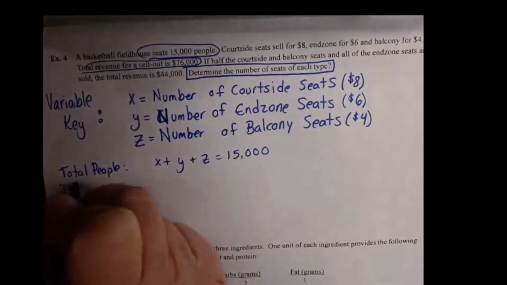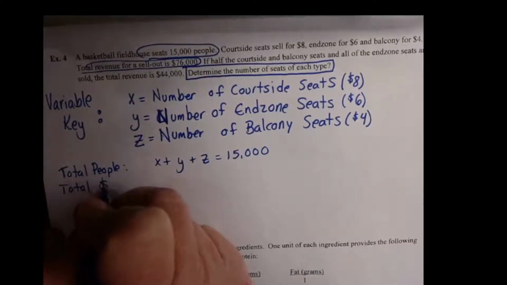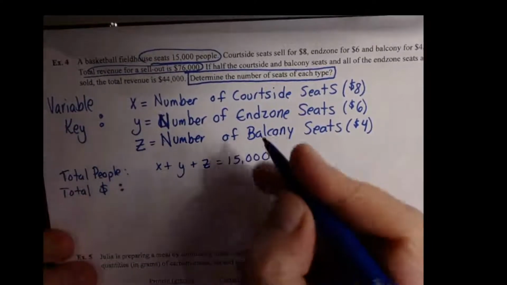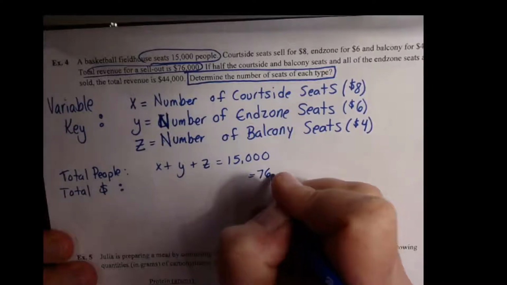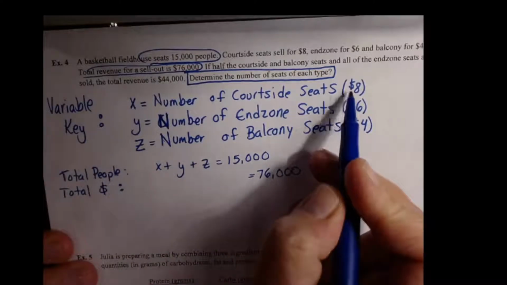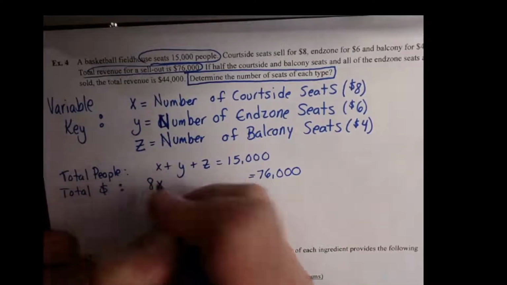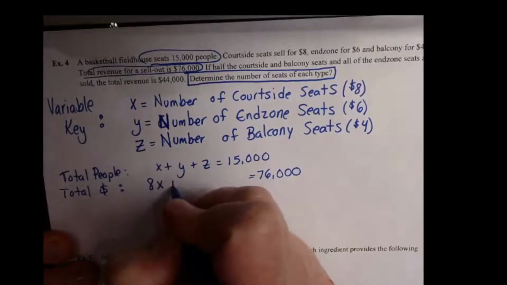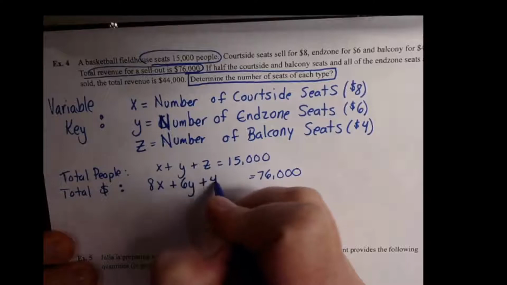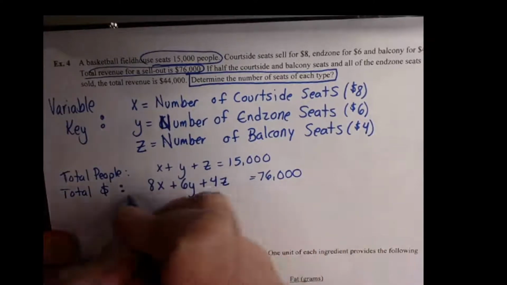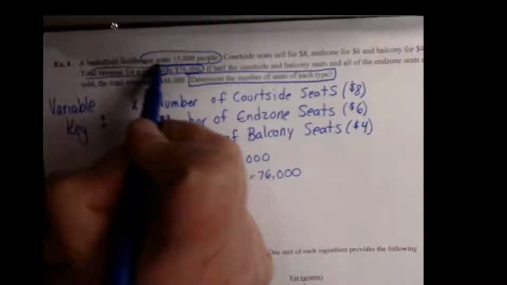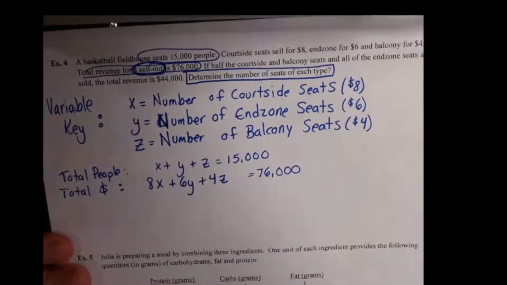What about total money? What if we sold every seat in the house? Okay, you're going to make $76,000. Now, where's that money going to come from? $8 for every courtside, $6 for every end zone, and $4 for every balcony. Now, how do we know to use all of them? It says total revenue for a sellout. Sellout means you're selling everything.